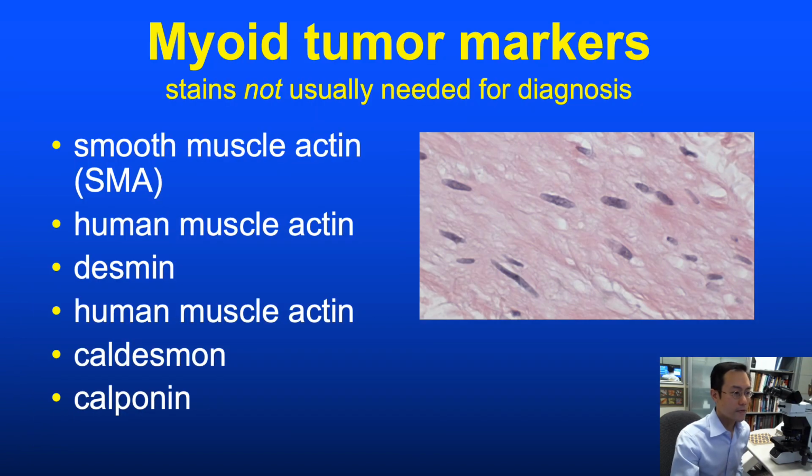We have a relatively short list of immunohistochemical stains that can be used to assess myoid differentiation. But like with the other soft tissue tumors, these special stains are not needed in the majority of cases. The smooth muscle actin, SMA, is the one that's probably ordered by far and away the most, but I probably still order that no more than weekly to monthly.